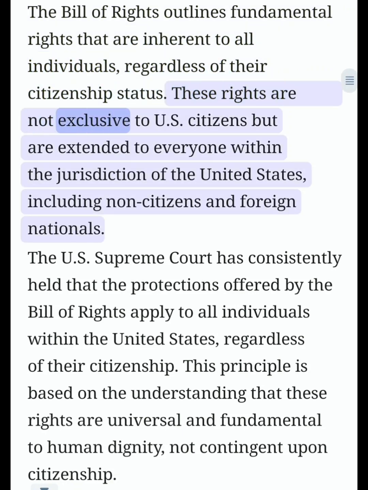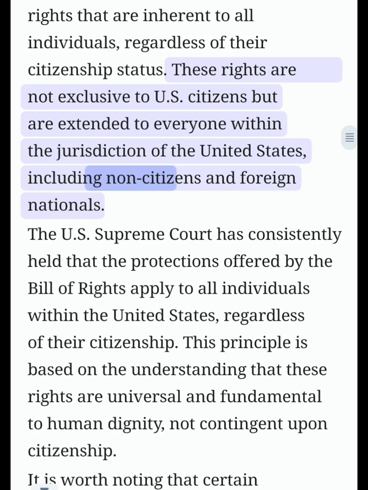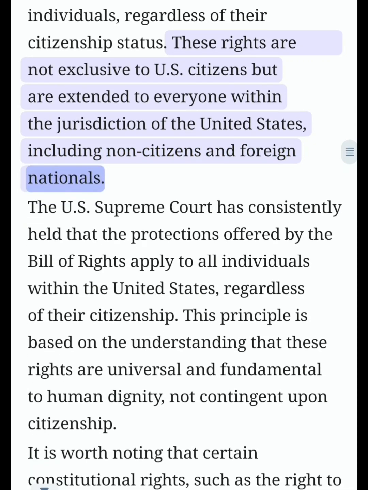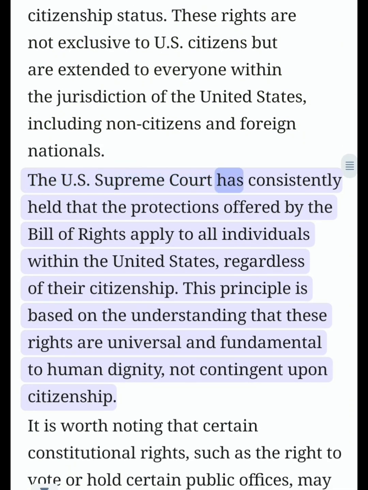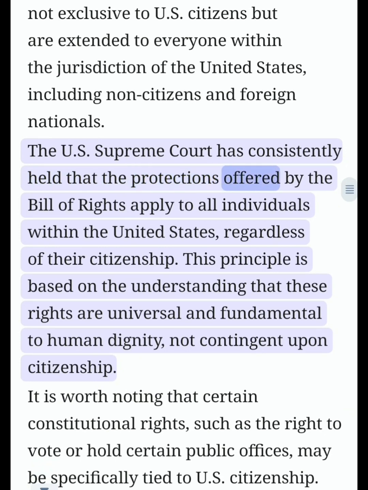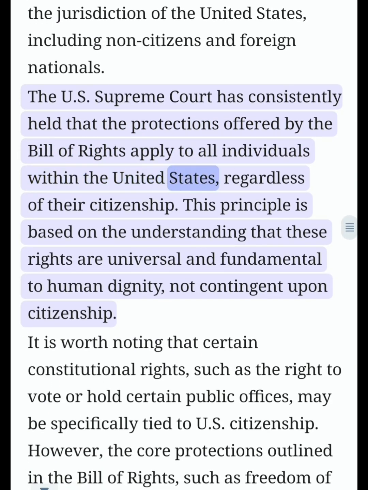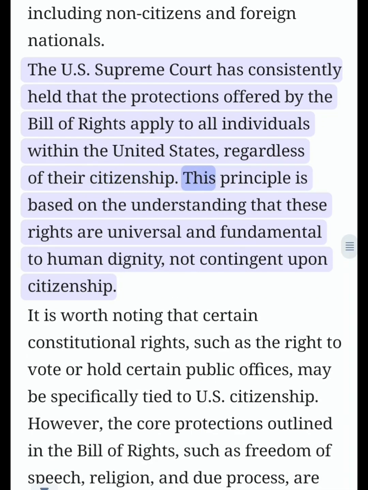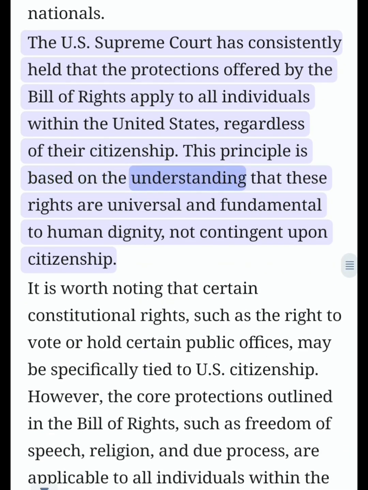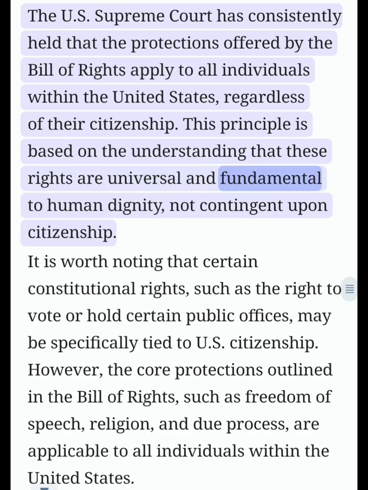These rights are not exclusive to U.S. citizens but are extended to everyone within the jurisdiction of the United States, including non-citizens and foreign nationals. The U.S. Supreme Court has consistently held that the protections offered by the Bill of Rights apply to all individuals within the United States, regardless of their citizenship. This principle is based on the understanding that these rights are universal and fundamental to human dignity, not contingent upon citizenship.